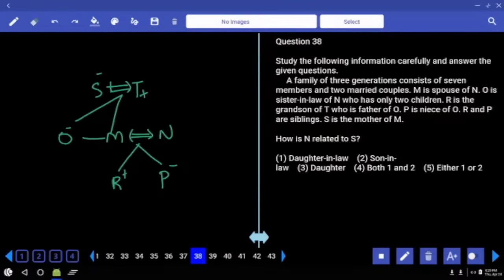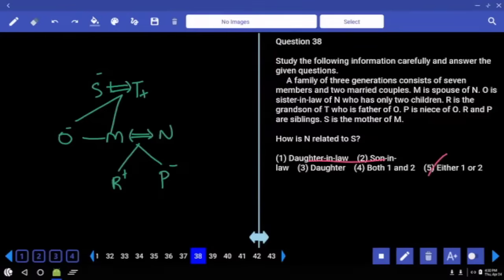S is the mother. Then how is N related to S? Tell me how is N related to S? Now the gender of N is not known. M is the spouse of N. Then O is the sister-in-law of N. N has only 2 children. R is the grandson of T. T is the father of O. P is the niece of O. R and P are siblings. S is the mother of M. M and N, we cannot determine the genders of these. How is N related to S? N can be either son-in-law or daughter-in-law.